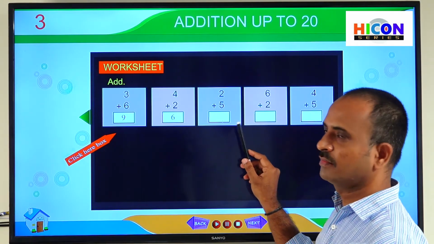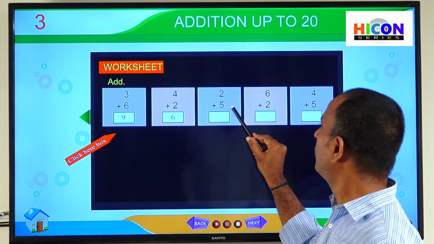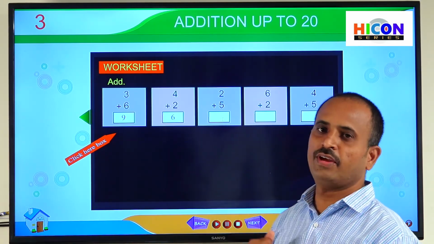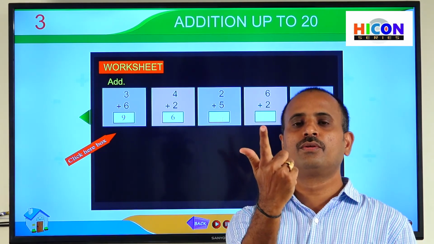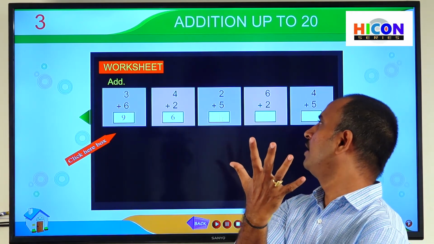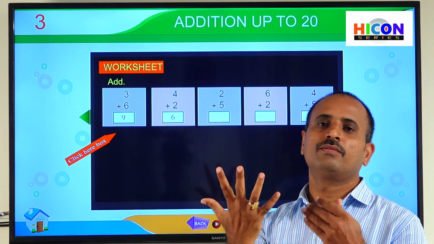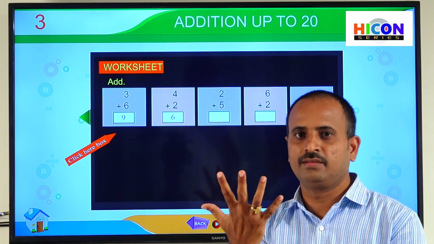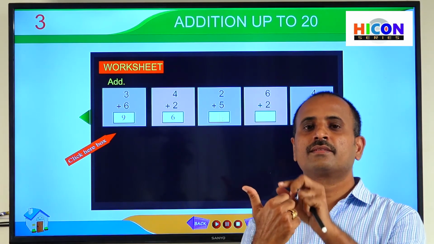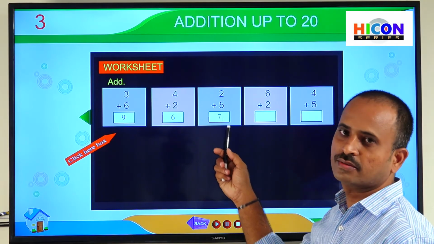Children, see the third addition. In this addition, the first number is 2 and the second number is 5. So open the fingers equal to the second number. So here the second number is 5. So open 5 fingers of your hand. That is 1, 2, 3, 4 and 5. These are the 5 fingers, and start counting after the first number. The first number is 2. After 2 we will get 3. Start counting from 3. That is 3, 4, 5, 6 and 7. So the sum is 7. So write 7 in this box.